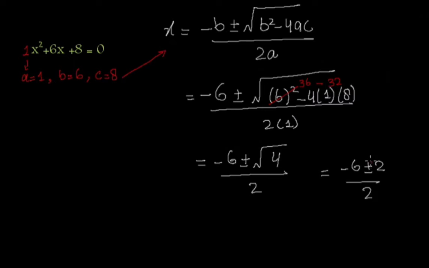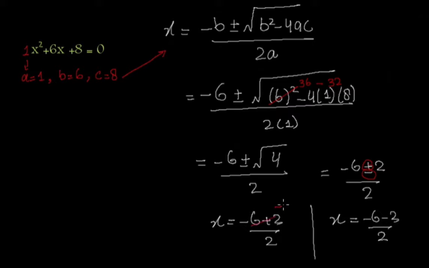Now we split it into positive and negative signs. So it becomes negative 6 plus 2, that is negative 4, and negative 4 over 2, that is negative 2. So the value of x is negative 2. And negative 6 minus 2, that is negative 8, negative 8 over 2, that is negative 4. So the value of x is negative 4. So the quadratic formula gives us two answers, that is x equals negative 2 and x equals negative 4.